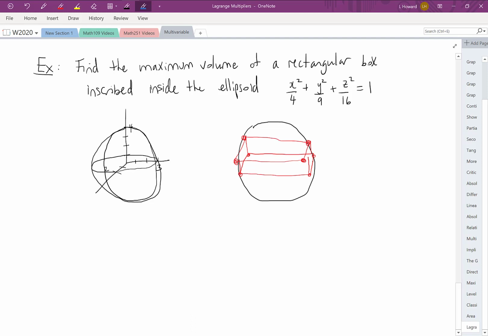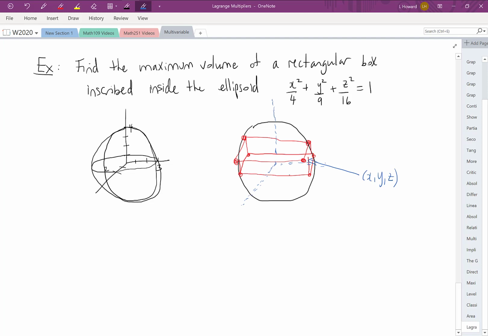So let's look at the vertex that would be sitting closest to us. That would be one of the front vertices, it would be the top vertex, and it would be the vertex over to the right. Or you could actually say this is the vertex that's sitting in the first octant, where x, y, and z are all positive. So let's call that x, y, z.